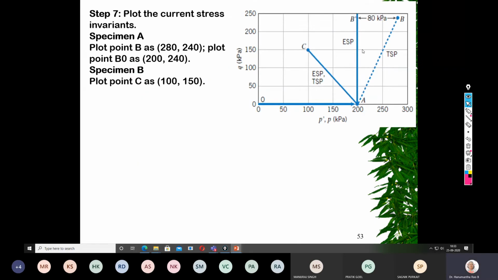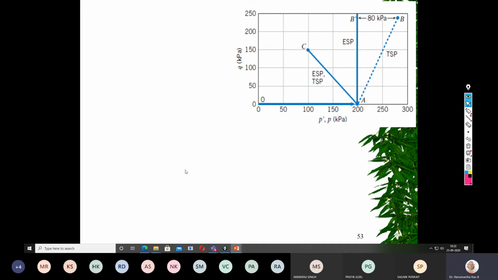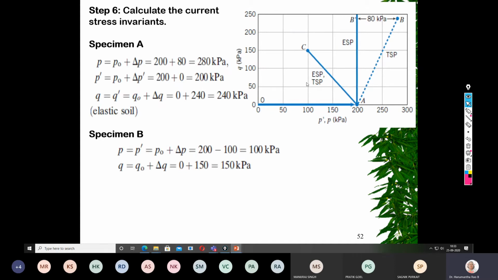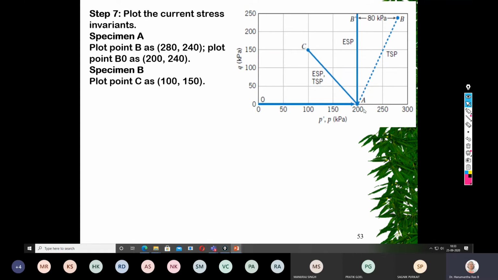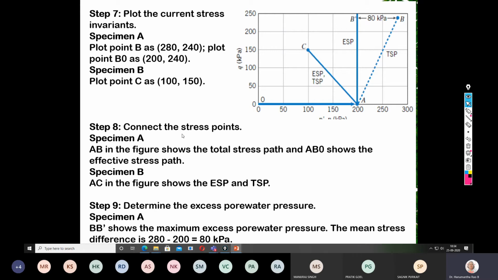So try to plot the total stress path or effective stress path. In this case, for specimen A, plot point P as 280 comma 240, that we have calculated. Then point B, 200 comma 240. So specimen A and specimen B and B naught. Then specimen B, 100 comma 150. Then connect all the stress paths.